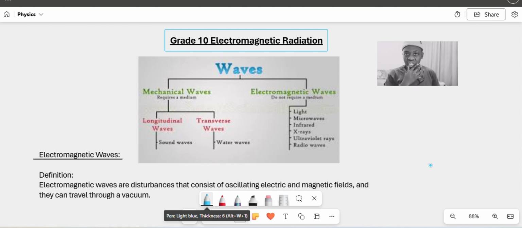As I've taught in past lessons, we have two types of waves: mechanical waves and what? Electromagnetic waves. Mechanical waves are those we already covered, which are the longitudinal wave and the transverse wave. Now we come to the electromagnetic wave. These are the type of waves that do not require a medium to travel through.